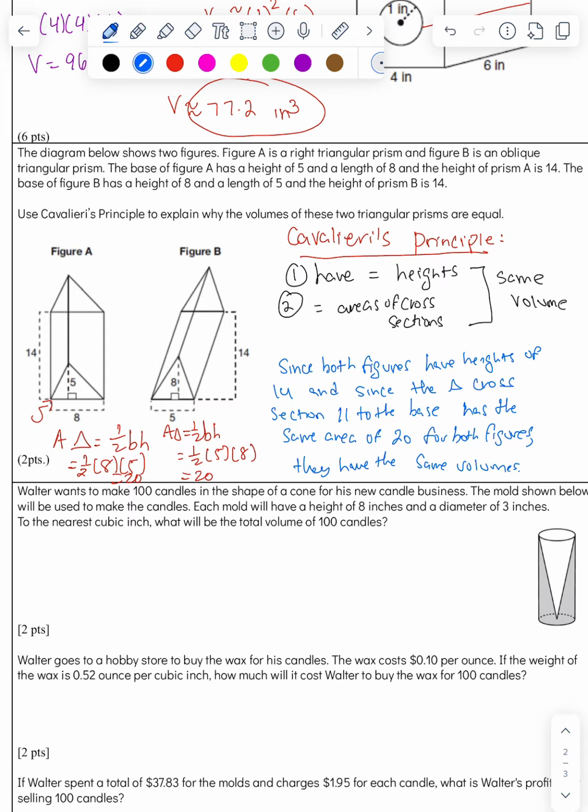So this would be a full credit response, writing down what Cavalieri's principle is and how it applies to the question. And notice how I even showed the areas, because they did give us numbers in the question, so I did even show that the areas were going to be the same.